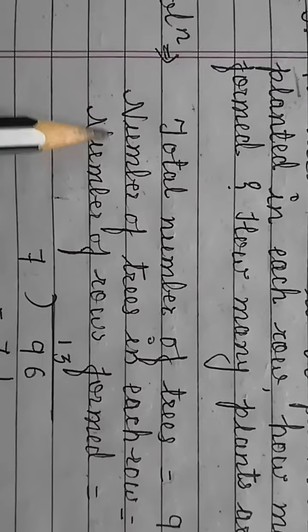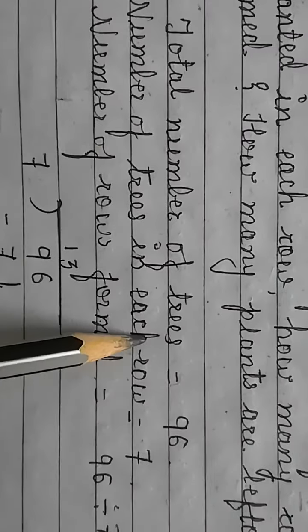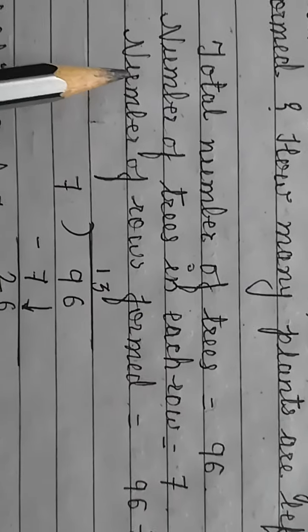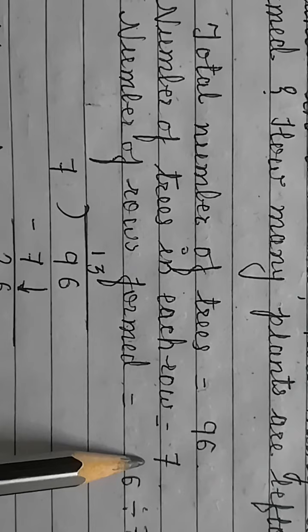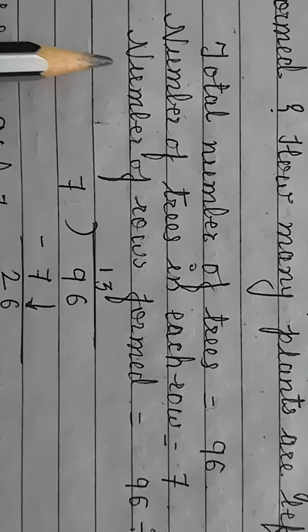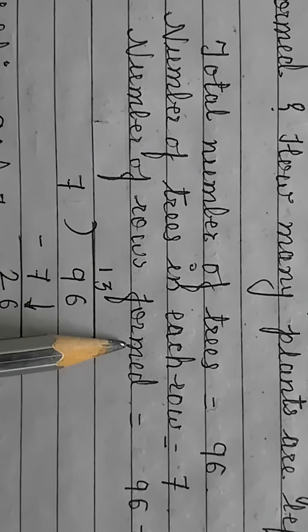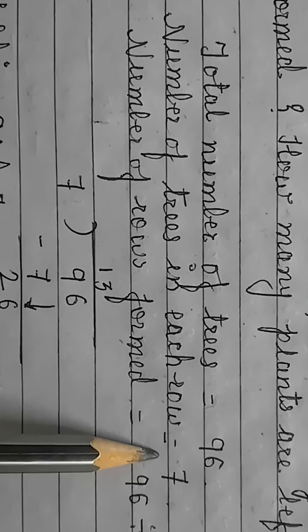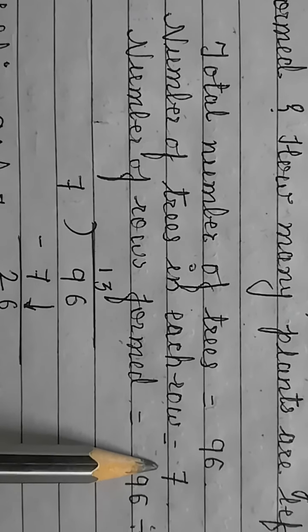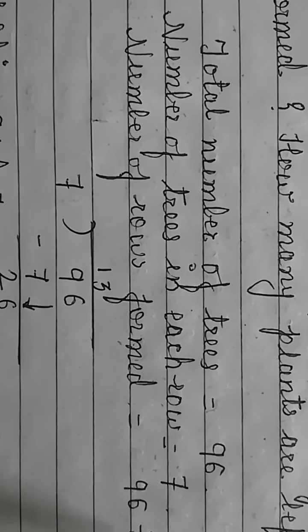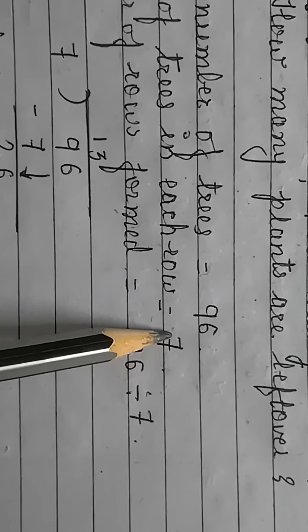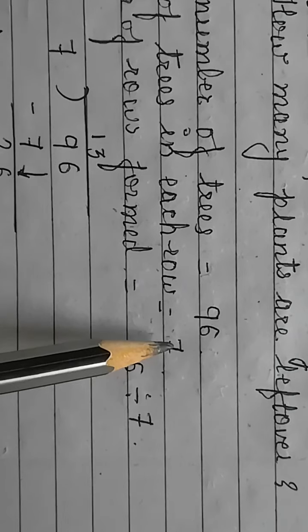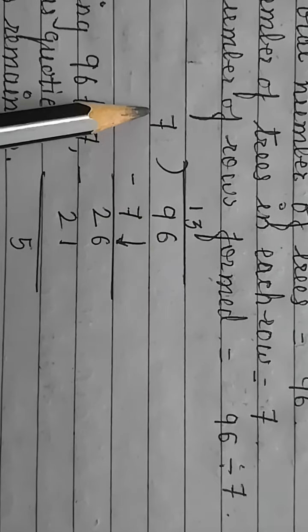So let's write first the total number of trees, that is 96. Then the number of trees in each row, that is 7. And what do we have to find? The number of rows formed by using 7 trees in each. So what will we do? Yes, we will divide the total number of trees by the number of trees in one row. So let's start dividing this 96 by 7.